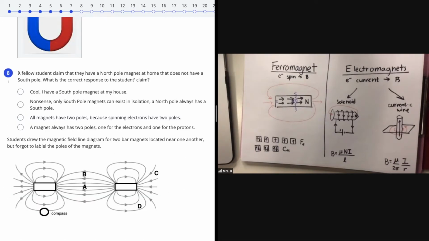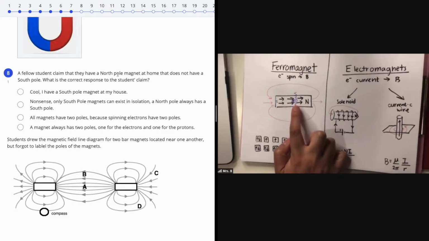For number 8, a student says they have a north pole at home that doesn't have a south. But refer back to this picture. You can't have a north pole without a south because we're not splitting domains up. In this case, the domain is a solid whole segment of crystal inside this iron chunk, so that domain wasn't split apart. It still has a south and a north.